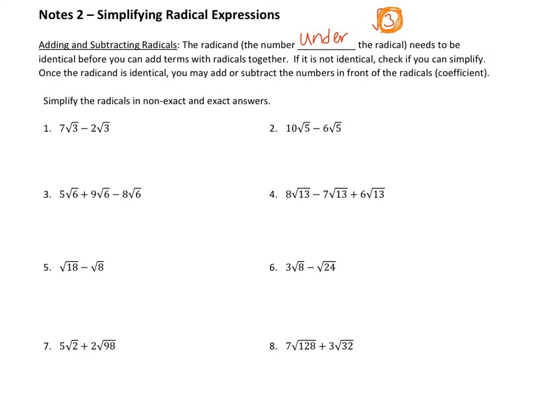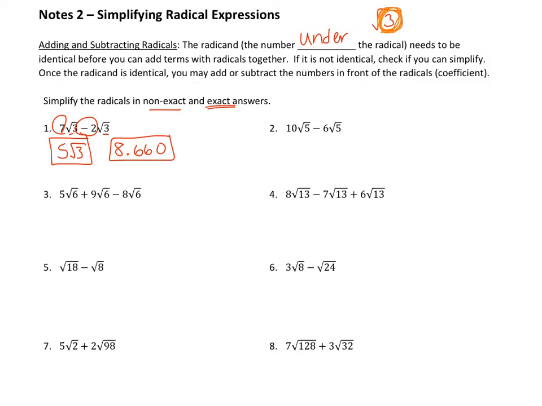Once the number is the same, you can add or subtract the numbers in front, so it's really just the coefficients that will change in front. So on this very first one, you can see that the radicands are both 3. That means that I can combine my 7 minus my 2, which gives me a 5, and then my square root of 3 stays the same. Like we did on the last notes as well, we need to put the non-exact and the exact answer. So this is the exact. My non-exact answer is 8.660. So I type that in the calculator, and there is my decimal answer.